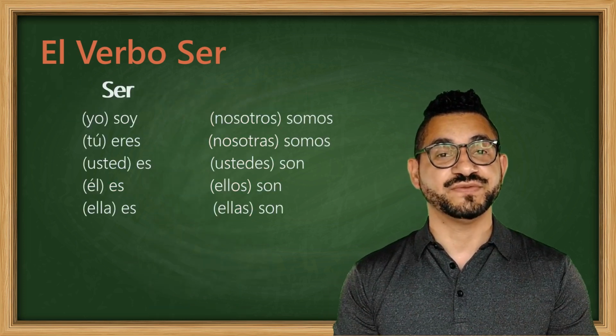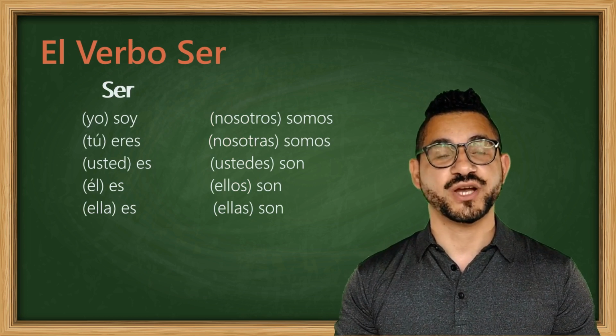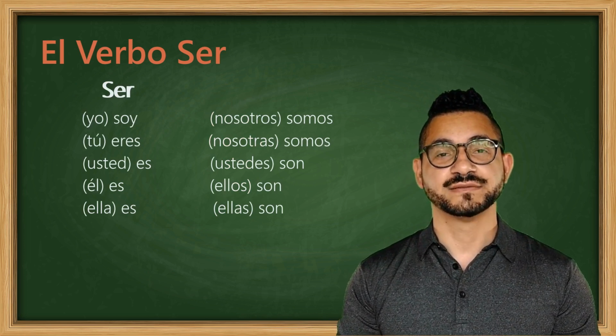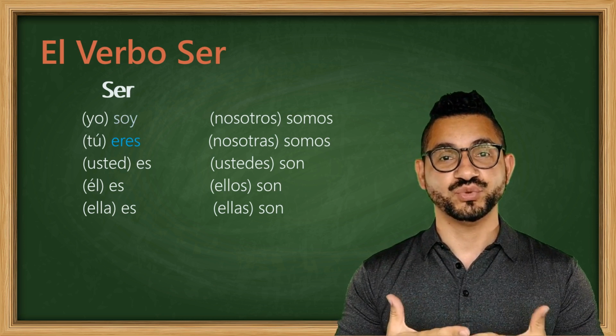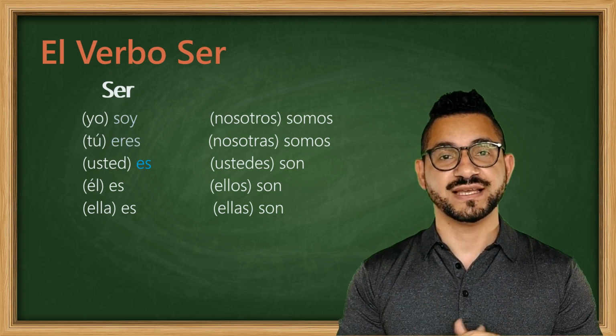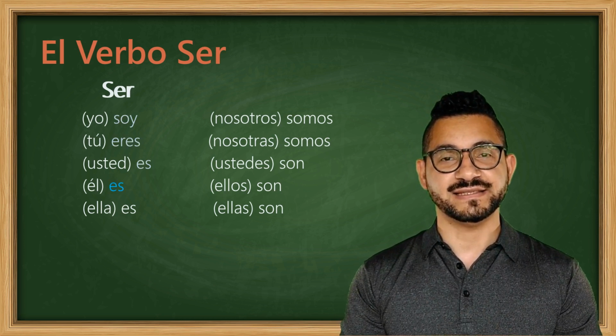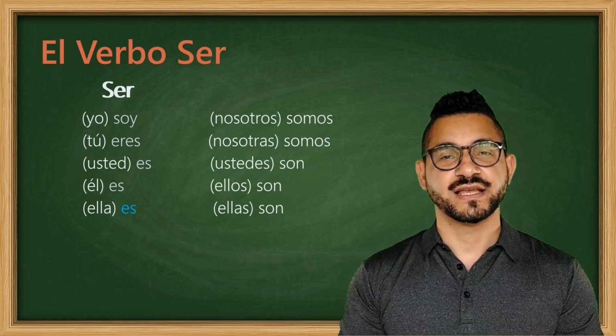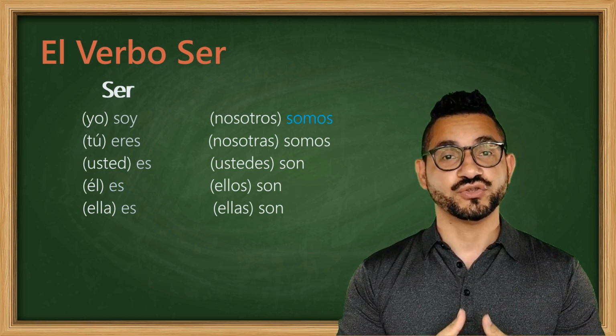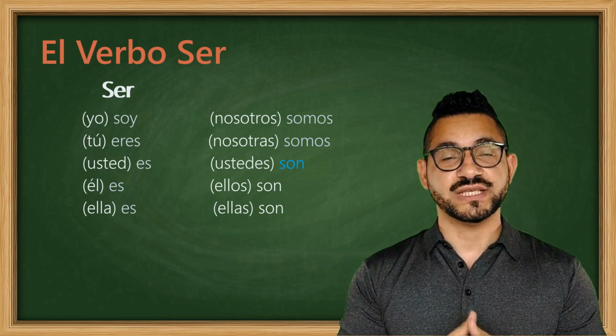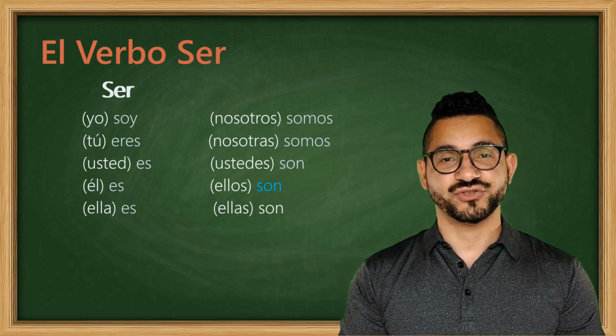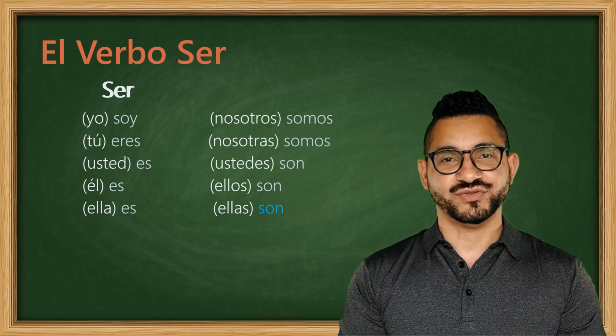Let's talk about the verb ser. This is how you conjugate the verb ser. Yo soy, tú eres, usted es, él es, ella es, nosotros somos, nosotras somos, ustedes son, ellos son, ellas son.